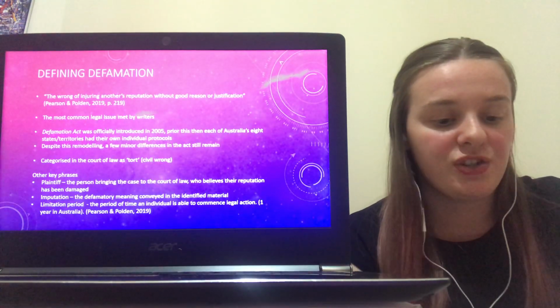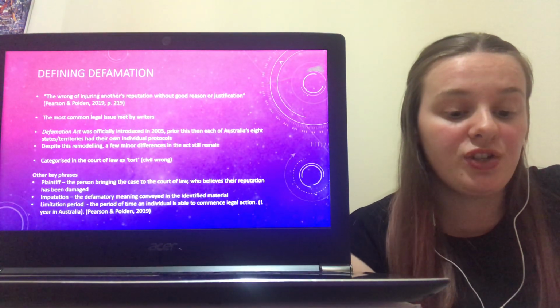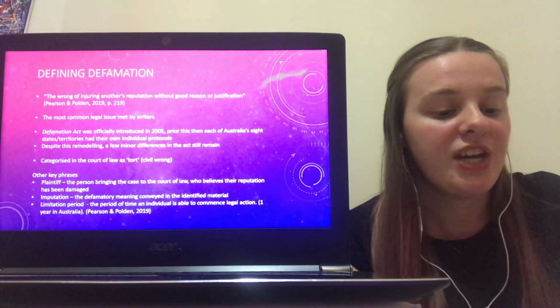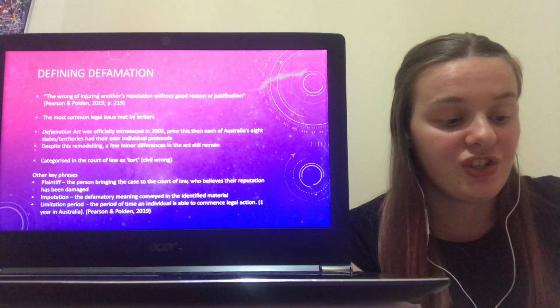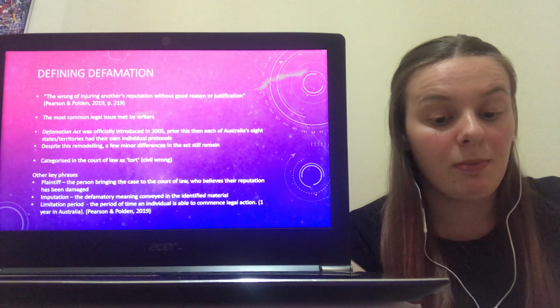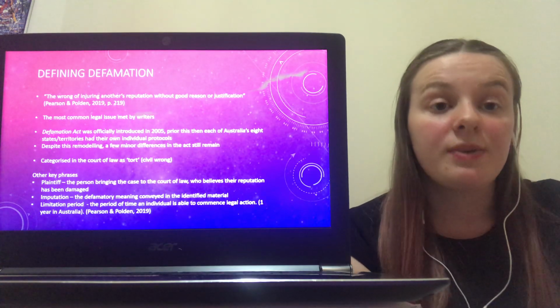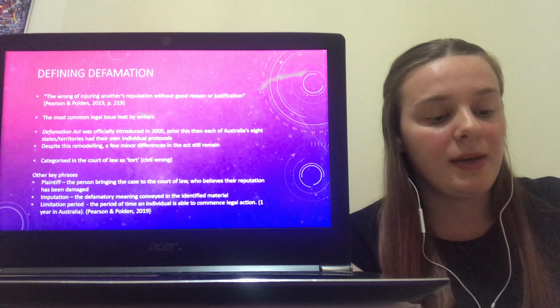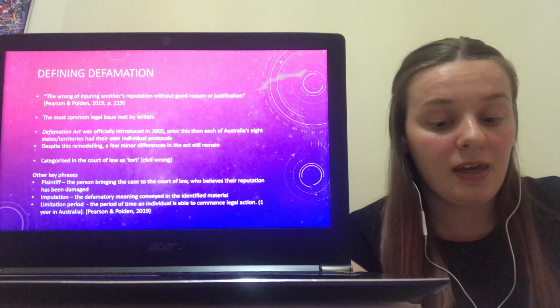So, what is defamation? Our textbook defines defamation as the wrong of injuring another's reputation without good reason or justification. Defamation is the most common form of litigation for writers, so I do think that it is important that we understand what it is and how it can be avoided.